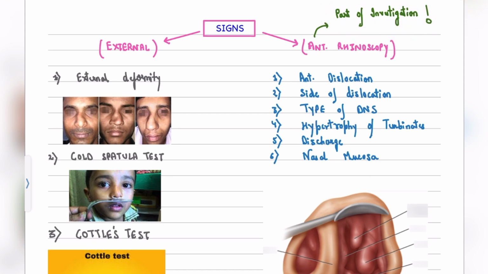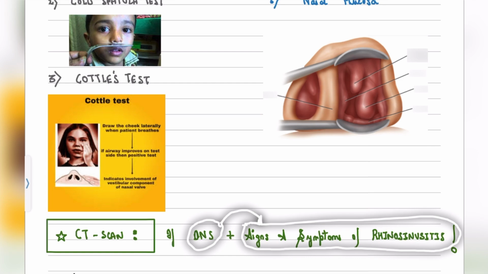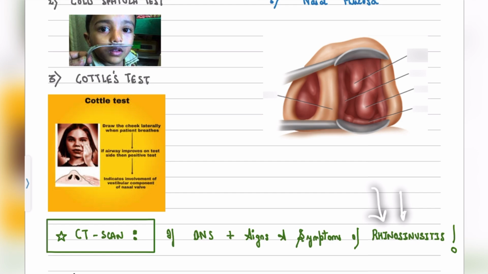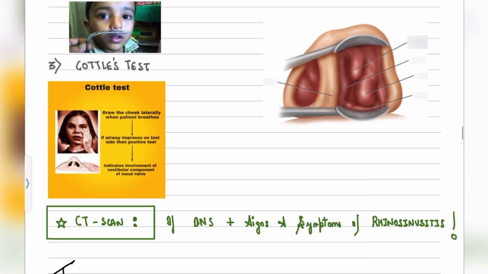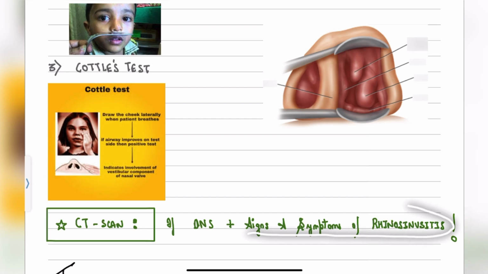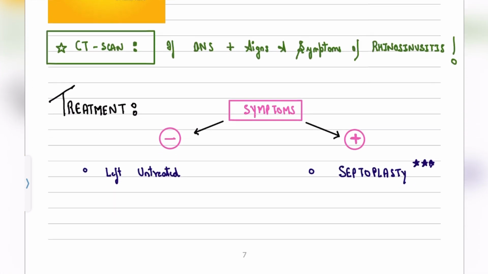patient having DNS. But one thing you guys have to remember, if a patient presents with DNS, along with DNS, the patient also has signs and symptoms of rhinosinusitis, the patient is made to undergo a CT scan to rule out the causes of rhinosinusitis. Otherwise, anterior rhinoscopy is enough for diagnosis of DNS. But if the patient is presenting with signs or symptoms of rhinosinusitis, we will suggest he undergo a CT scan. All right. Now let's come to the treatment part.